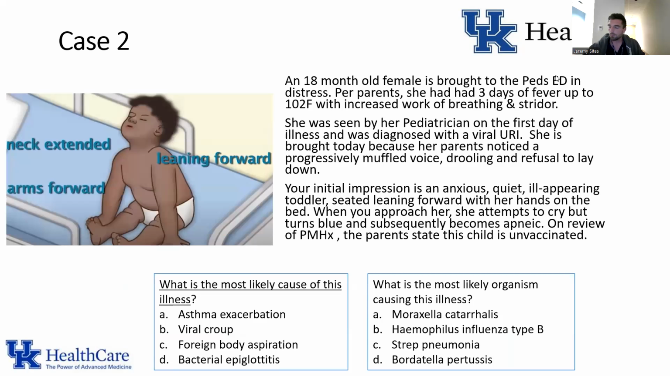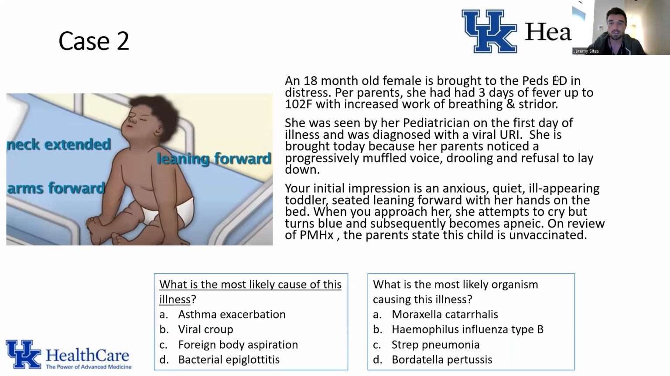All right, back to one that we did talk about in this lecture. An 18-month-old female presenting to the peds emergency department with respiratory distress. Per her parents, she's had 3 days of fever, up to 102. She's had increased work of breathing and stridor. She was seen by her pediatrician on the first day of illness and diagnosed with a viral URI. She's brought in today because her parents noticed a muffled voice. It appears to be worsening. They also notice drooling and refusal to lay down.